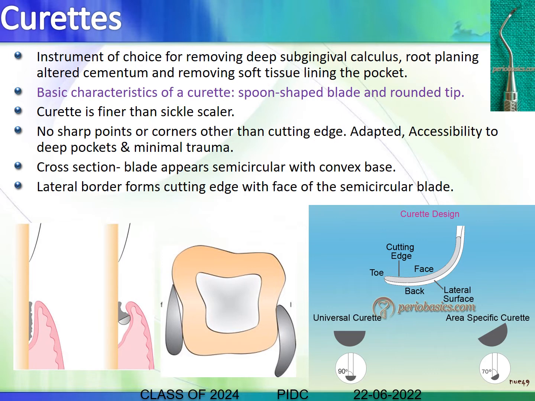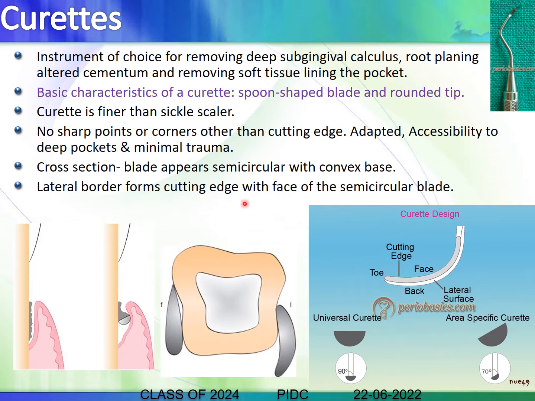So the basic characteristics of this instrument include that it has a rounded blade. So you can see here this is a little rounded when compared to the scaler tip, and it has a rounded tip as well. So this tip is also rounded. It has a half moon shaped cross section. Curette is finer than a sickle scaler. No sharp points or other corners other than the cutting edge are present. It can be easily adapted and accesses deep pockets with minimal trauma.